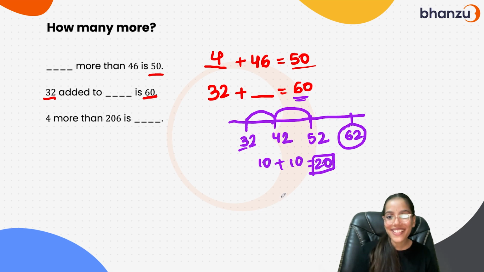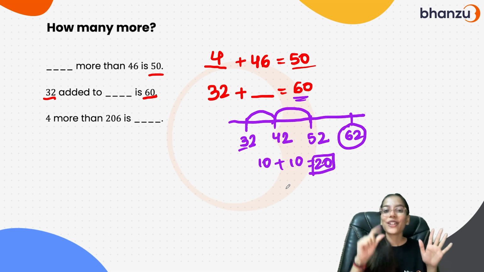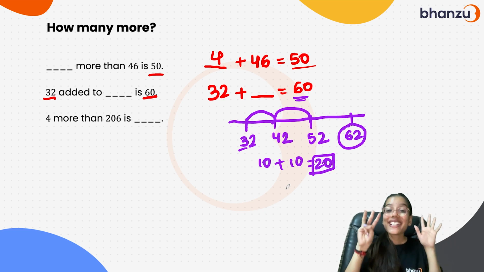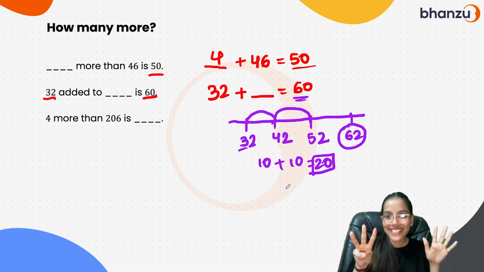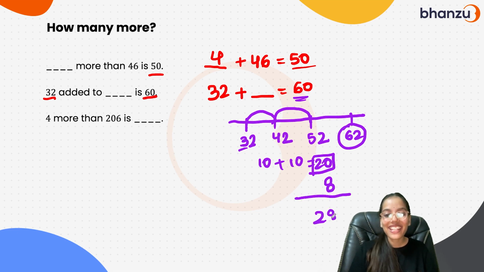Now from 52, we have to reach 60. Here we can count in ones. Correct? Let's do that. 53, 54, 55, 56, 57, 58, 59, 60. How many did I add? 8. Very good. So first we have taken 2 long jumps of tens, which is 20, and then we have taken 8 steps. So altogether it is 20 plus 8, 28. Very good. So our answer is 32 plus 28 is 60.